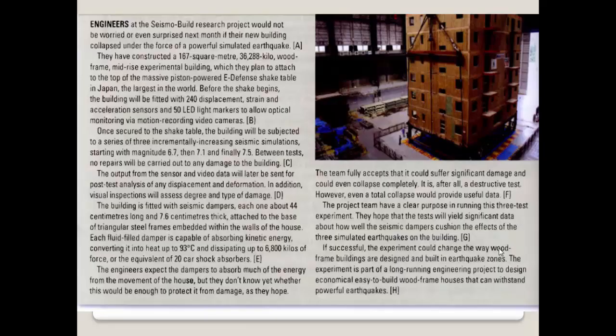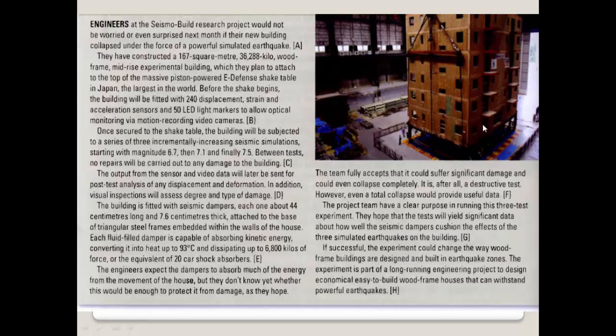So we'll analyze this text. Engineers at the Seismobuild Research Project would not be worried or even surprised next month if their new building collapsed under the force of a powerful simulated earthquake. This is part A of the passage. They have constructed a 167 square meter, 36,288 kilo wood frame, mid-rise experimental building, which they plan to attach to the top of the massive piston-powered E-Defense shake table in Japan, the largest in the world. So this scale is the largest in the world.